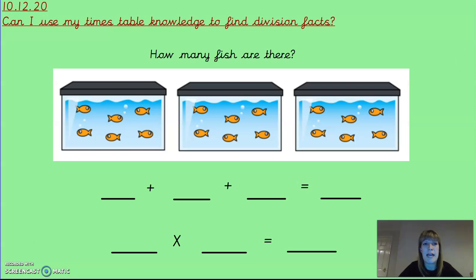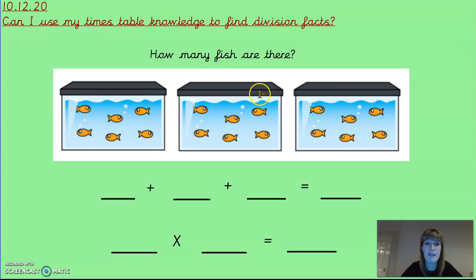So, today we are going to be using our times table knowledge to find out our division facts. My first question is, how many fish are there? Write it down, tell an adult, or say it aloud. I have got 2 number sentences down at the bottom, and we need to fill them in.